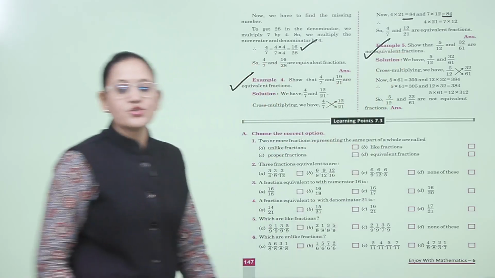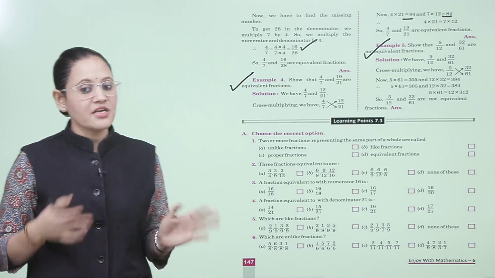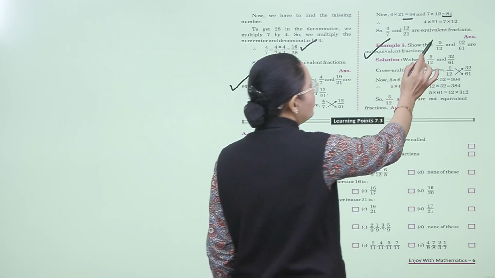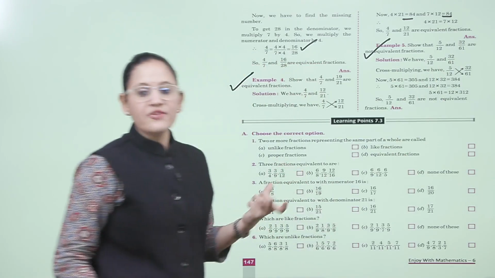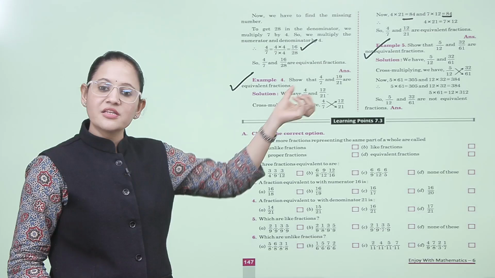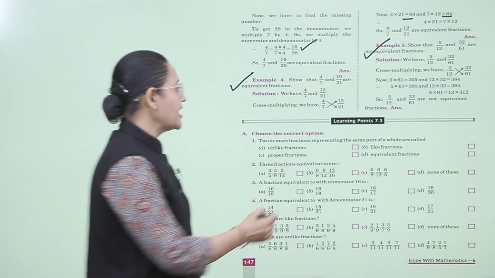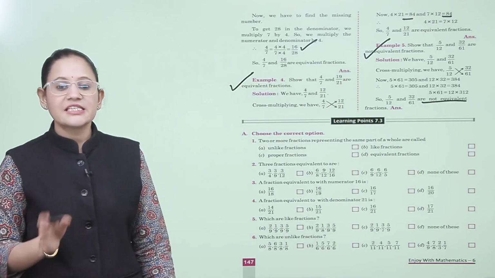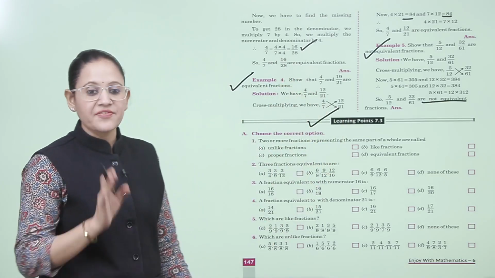Next example, show that 5 by 12 and 32 by 61 are not equivalent fractions. Again you will use the cross multiplication method. 5 into 61, 32 into 12. So the product of 5 and 61 is 305, and the product of 12 and 32 is 384. Their values are not equal, that means they are not equivalent fractions. Clear? Next is learning point 7.3. Practice all the questions given in this exercise.